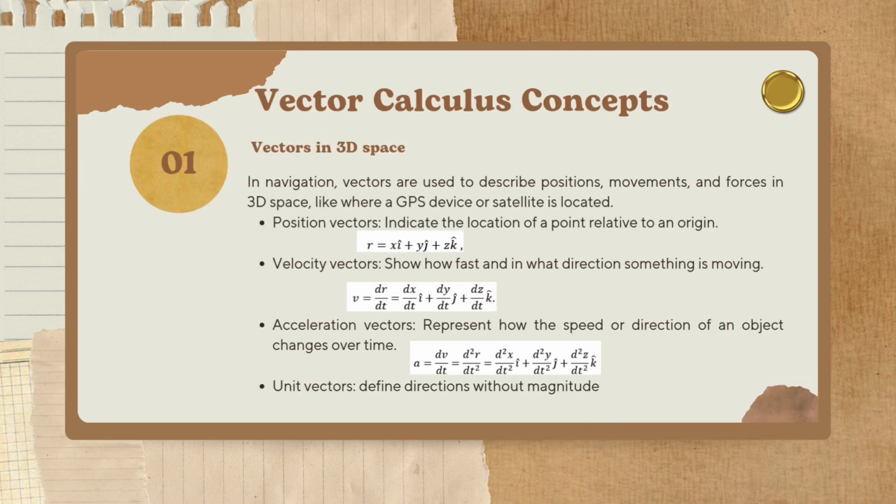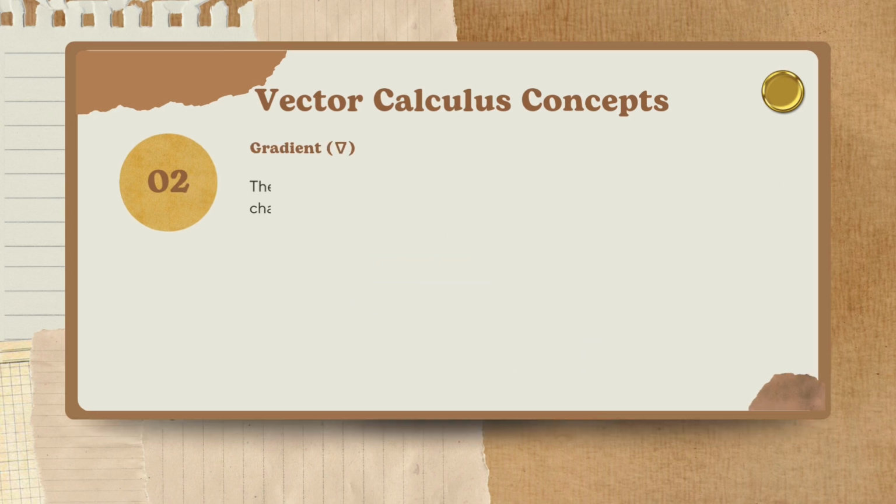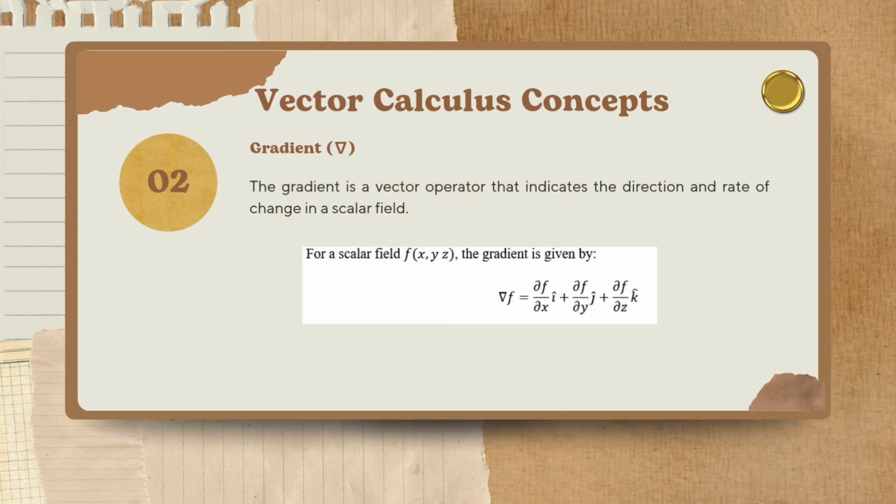Now I'd like to talk about vector calculus concepts in the application. The first concept is vectors in 3D space. In navigation, vectors are used to describe position, movements, and force in 3D space. The first vector is the position vector, which indicates the location of a point relative to an origin. The next vector is the velocity vector, which shows how fast and in what direction something is moving. And the third vector is the acceleration vector, which represents how the speed or direction of an object changes over time. And the last vector is the unit vector, which defines direction without magnitude, and all of the formulas of the vectors are shown below. Next, the second concept is gradient.